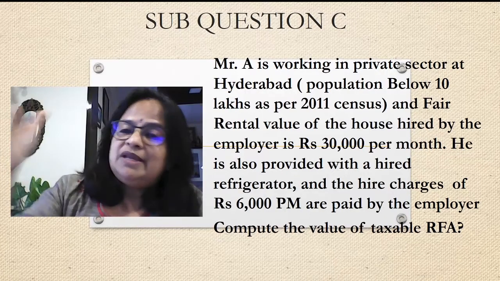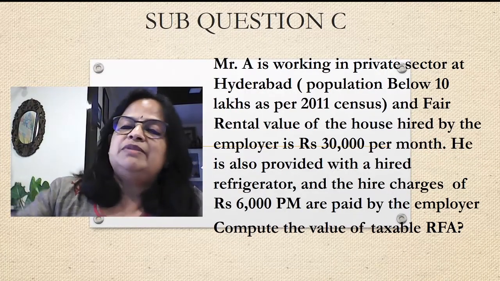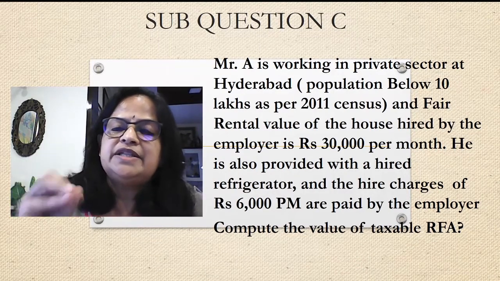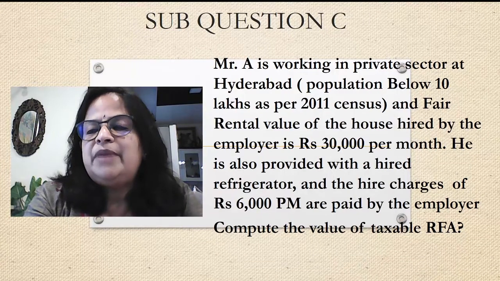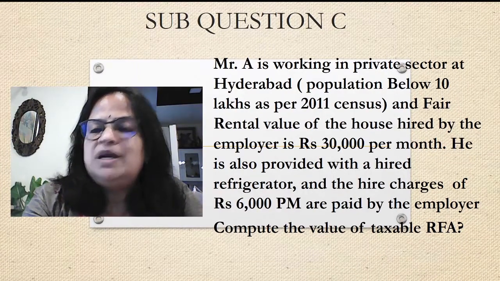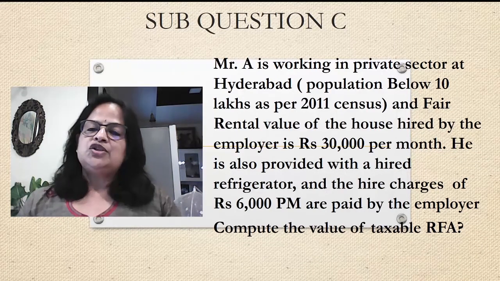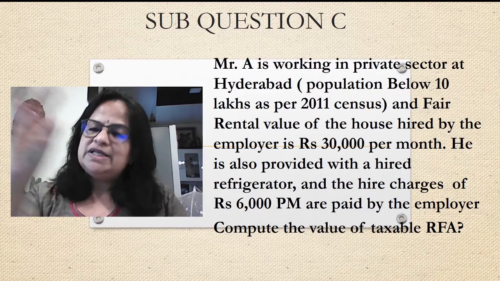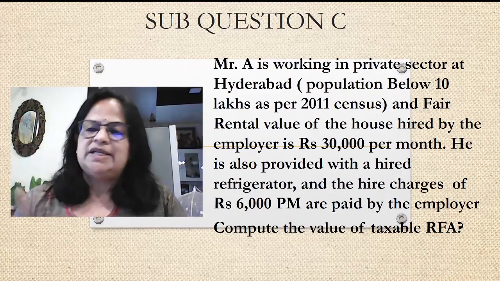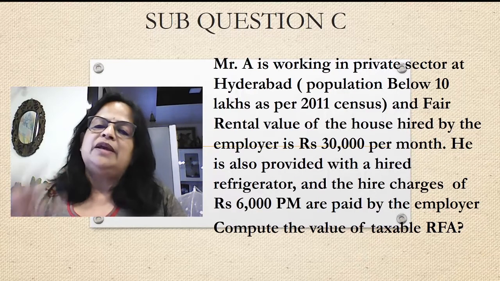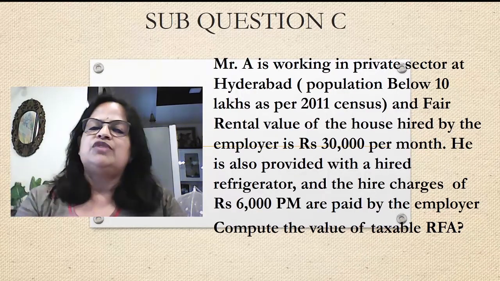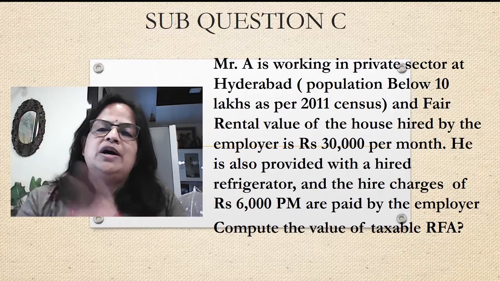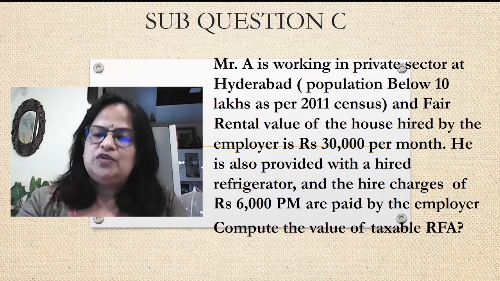So the third column in table 3 will be the valuation. C is also provided with a hired refrigerator, and the hire charges of 6,000 per month are paid by the employer. Compute the value of taxable RFA. Remember, gross salary is not asked; we are doing only RFA computation. Please remember you are always adding cost of furnishing 10%. That is standard. Plus, when I explained the theory I told you if the employer is hiring anything for the employee and hire charges are paid by the employer, it has to be added to the RFA computation. So this adjustment also we are doing.